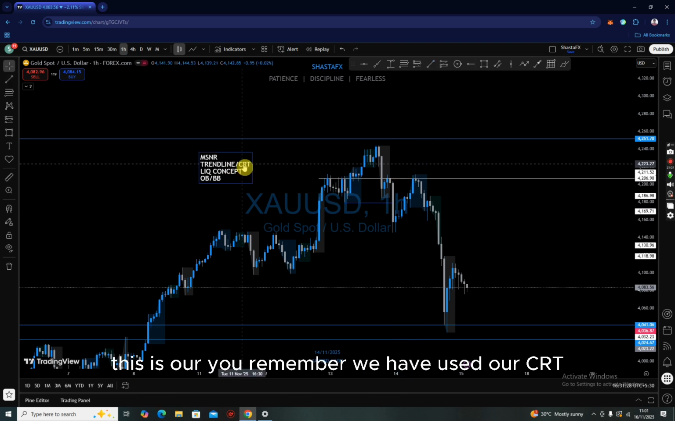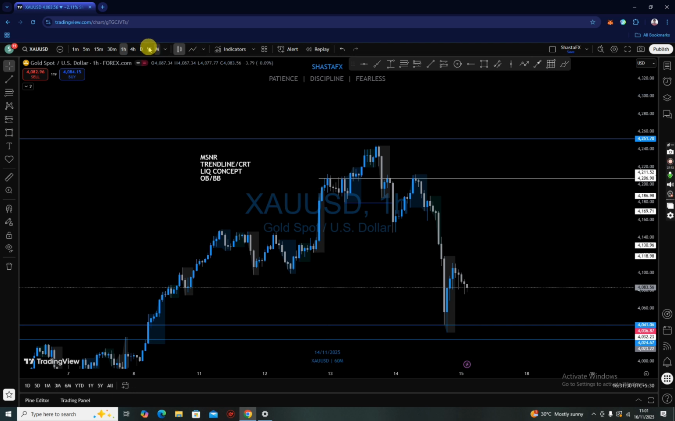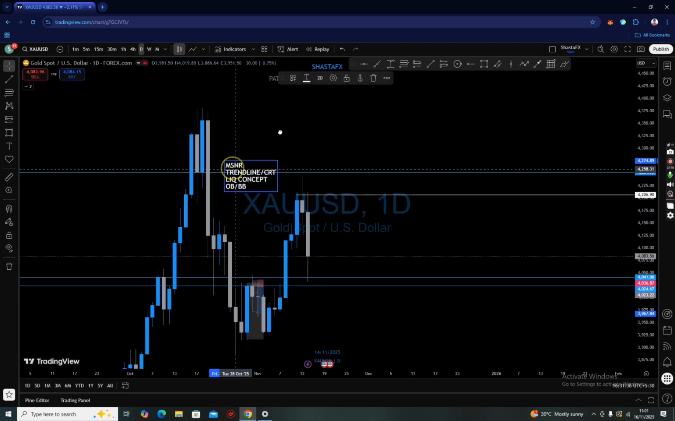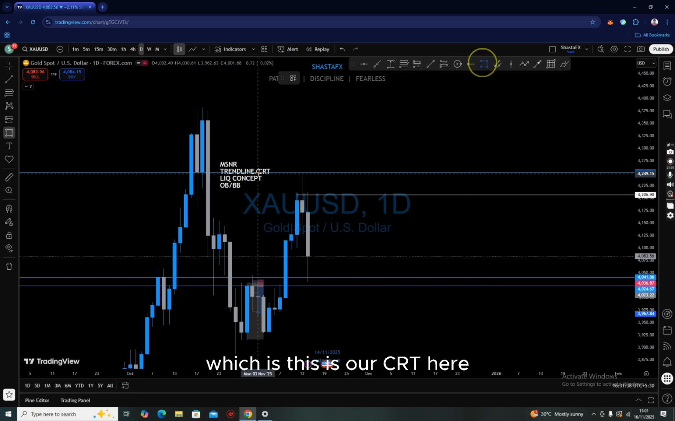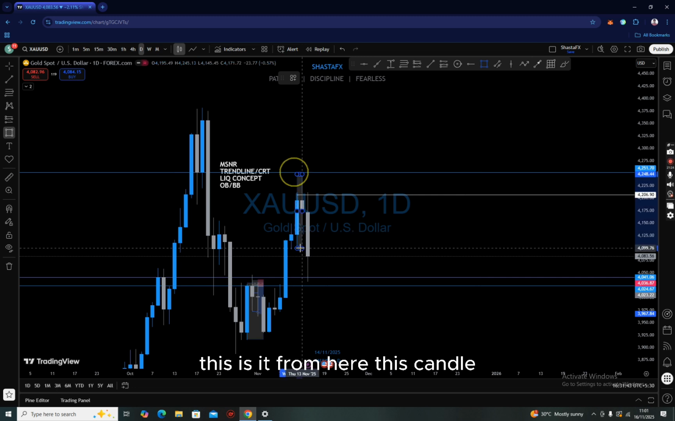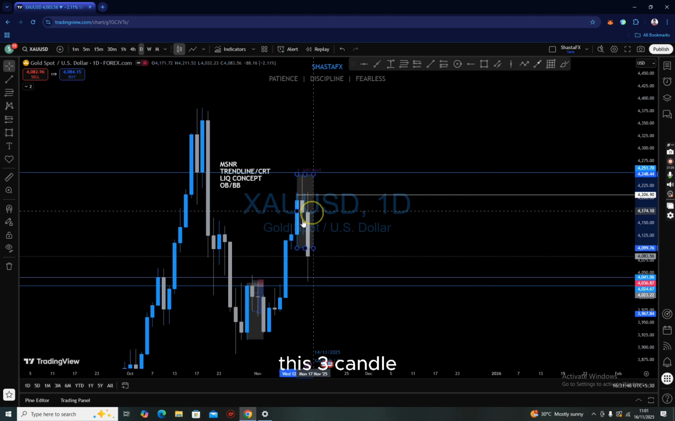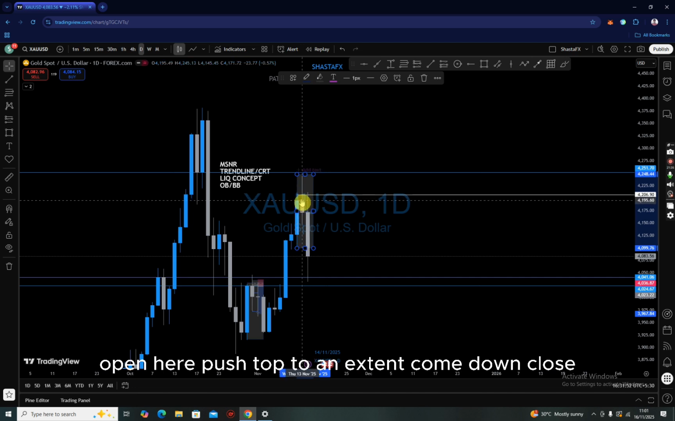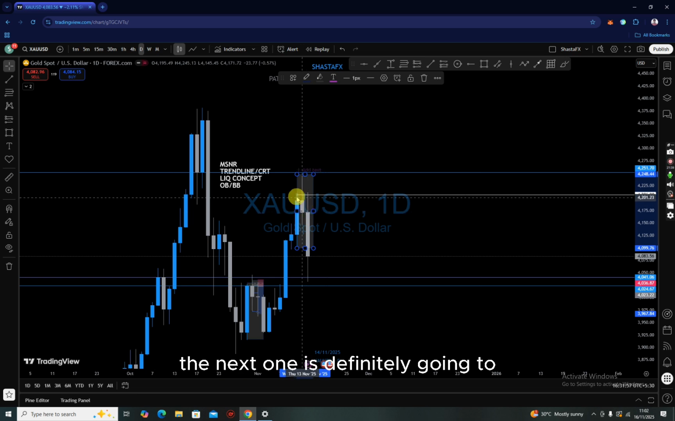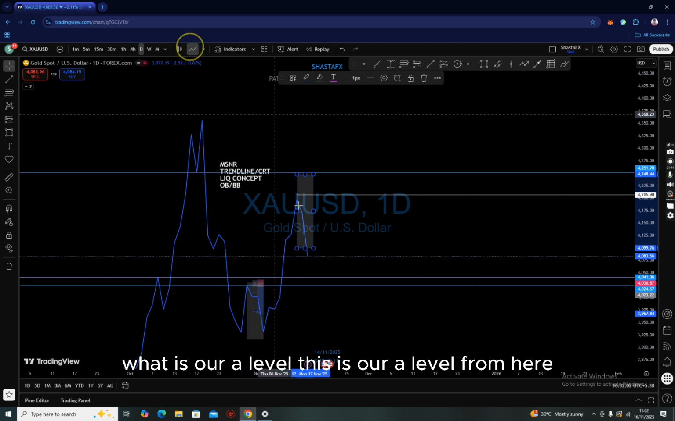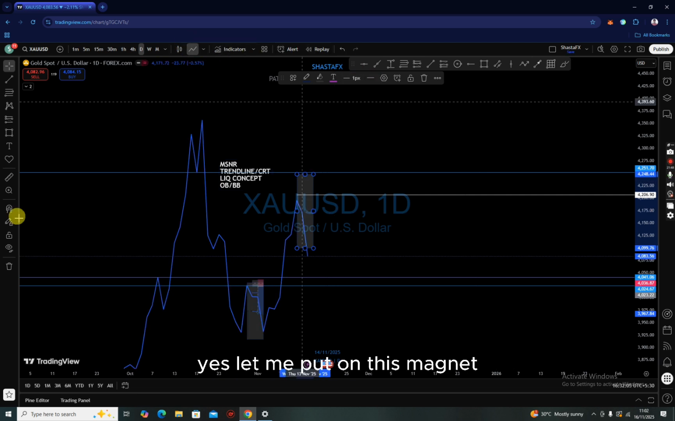After this, remember we have used our CRT. Let me go back so that you guys can see it. This is our CRT here. This three candle. After this bullish candle, the market closed here, opened here, pushed up to an FVG, came down, closed. Once you have these two candles, the next one is definitely going to tap into our A level and start going down. What is our A level? This is our A level from here. Let me put on this magnet.